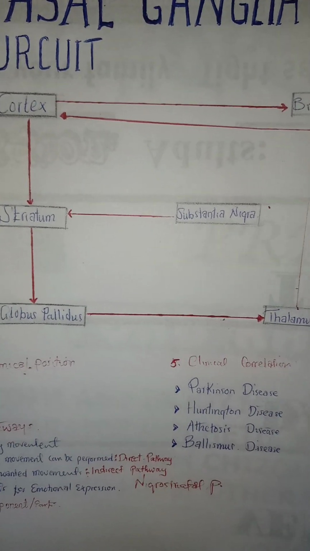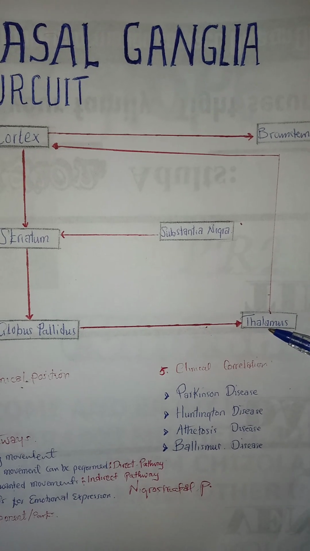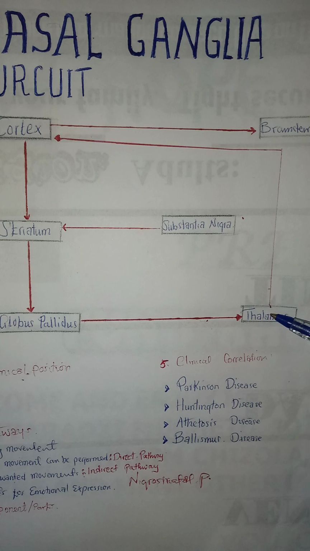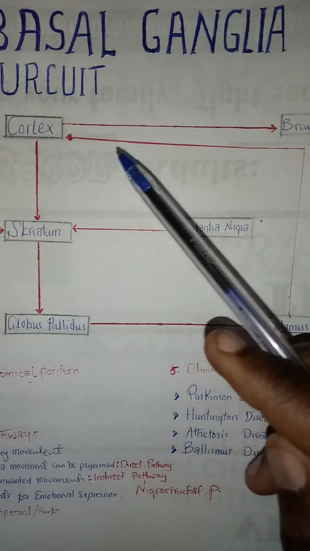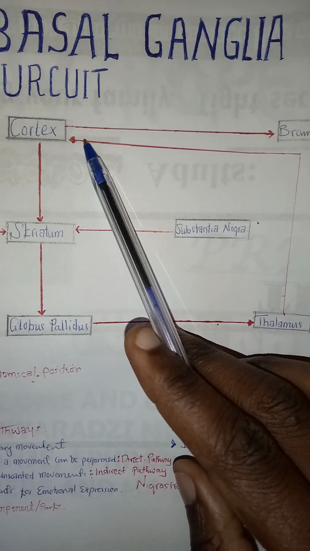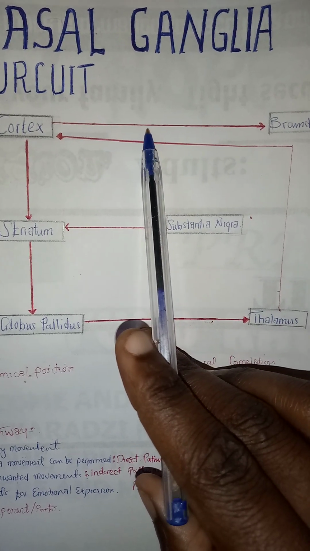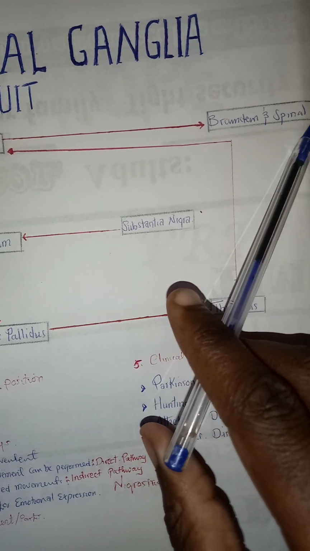So what happens is that if we were to refer to the basal ganglia circuit here, the thalamus will send a stimulus, which is a neurotransmitter, can be glutamate or dopamine, to the cortex, which is going to improve the activity of the muscle. The cortex, once it receives information, will send the information via the corticospinal tract to the brainstem as well as to the spinal cord.